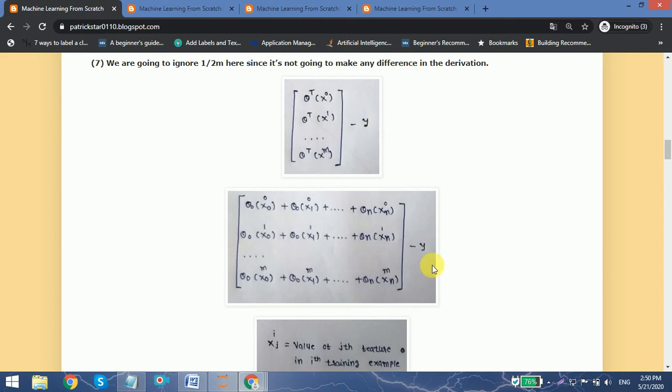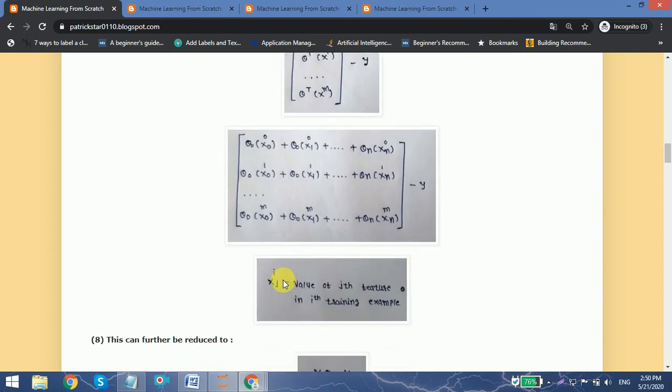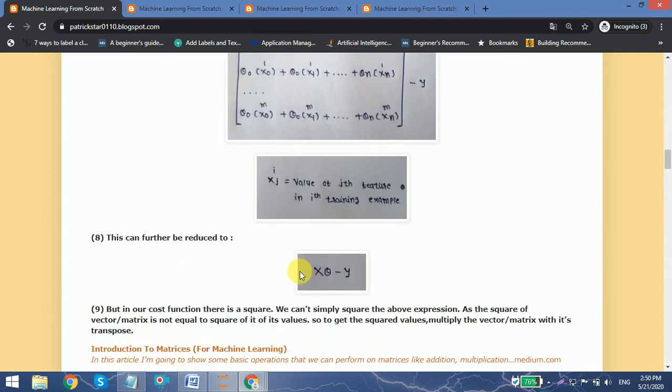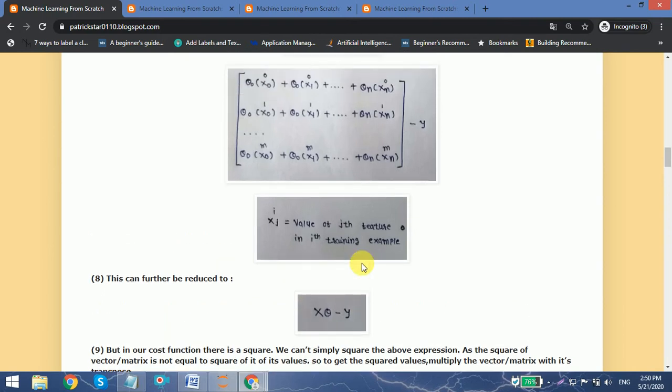Moving forward to the next point, here xj of i equals the value of the jth feature in the ith training example. So here the i value is the number of rows and j is the number of columns. Moving forward to the next point, we can also reduce this cost function to X theta minus y. This is pretty easy to understand.